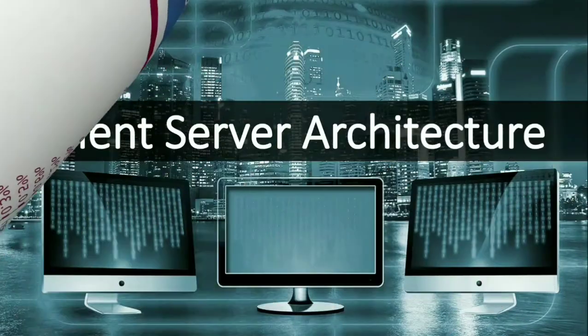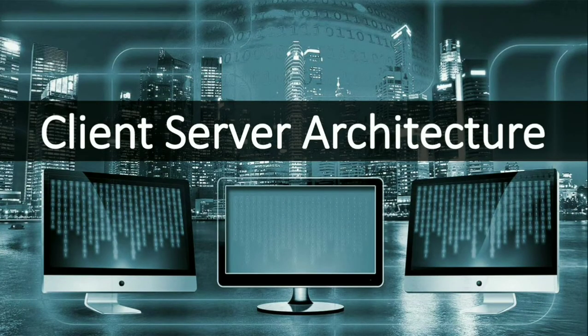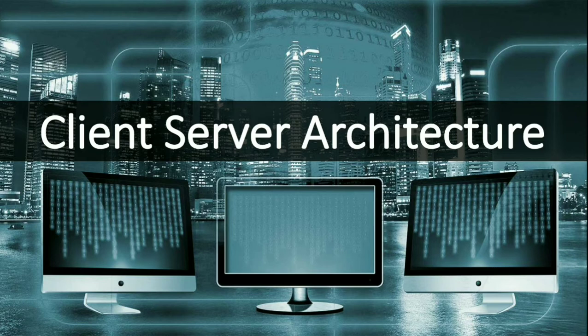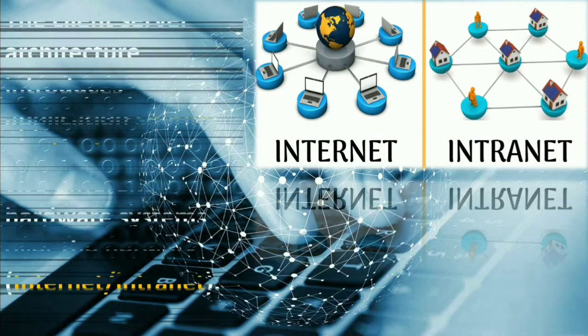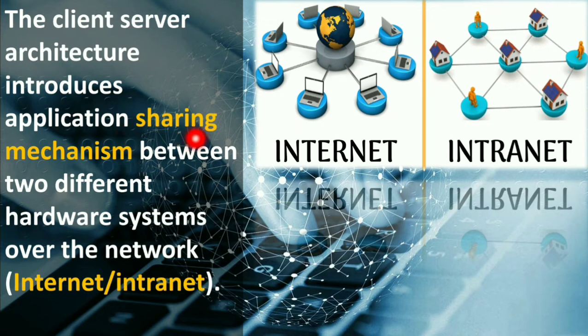So now let us learn about client server architecture. So client server, which means from client machine we used to give the request to the server and the server will verify it and it will respond back to client. So this flow of communication is actually called as client server architecture. So this client server architecture introduces an application sharing mechanism between two different hardware systems over the network. Two different way it shares the data. One is through internet, the other one is through intranet.